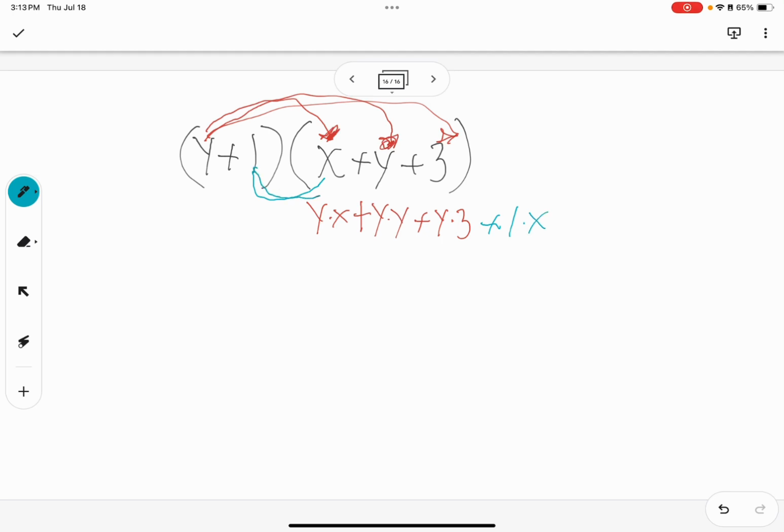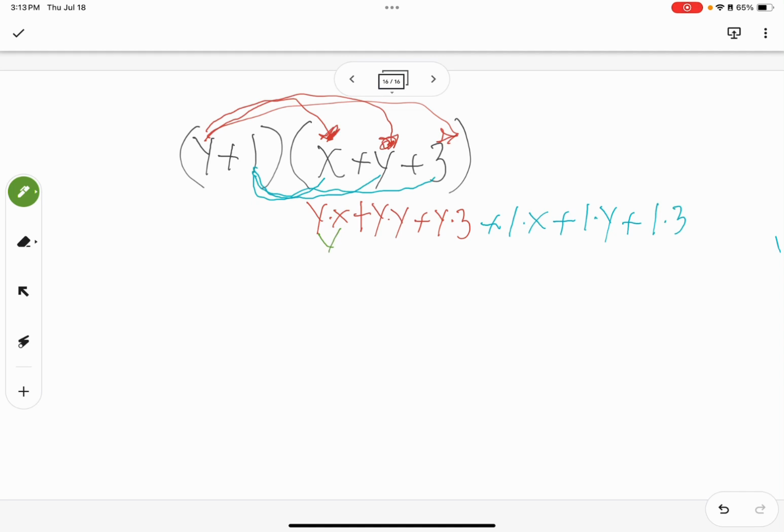Next one, positive 1 times positive y is a positive 1 times y. And then positive 1 times positive 3. So it's a positive, because it's two positives, so 1 times 3. Now let's do the math, okay?